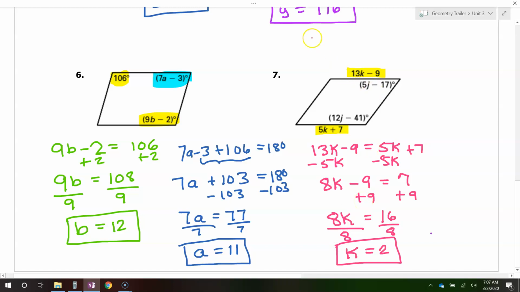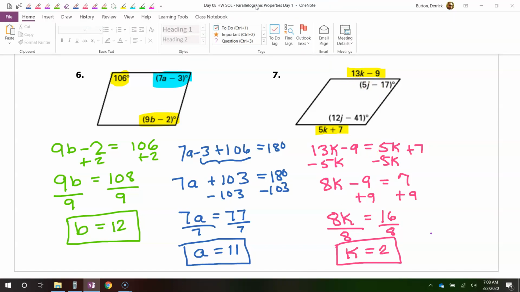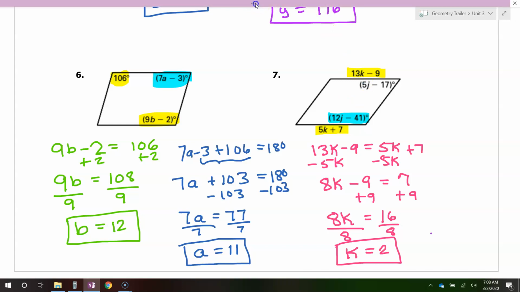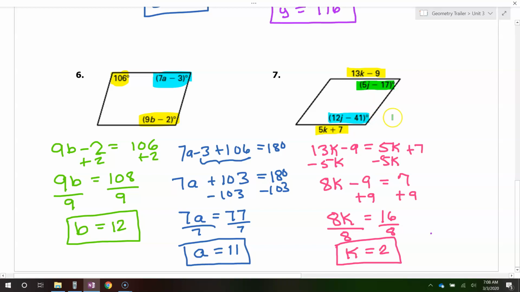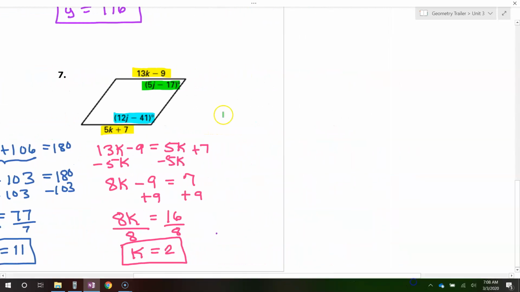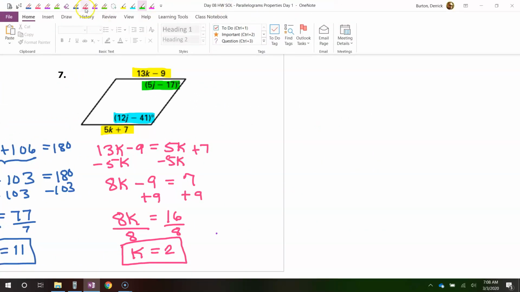All right, and now let's use the fact that consecutive angles are supplementary. So please be careful. These two angles inside of here, they are not congruent, because they're not opposite angles. They are on the same side of the parallelogram. The green one is acute and the blue one is obtuse. So they are not congruent, they are supplementary. So they need to add up to 180.